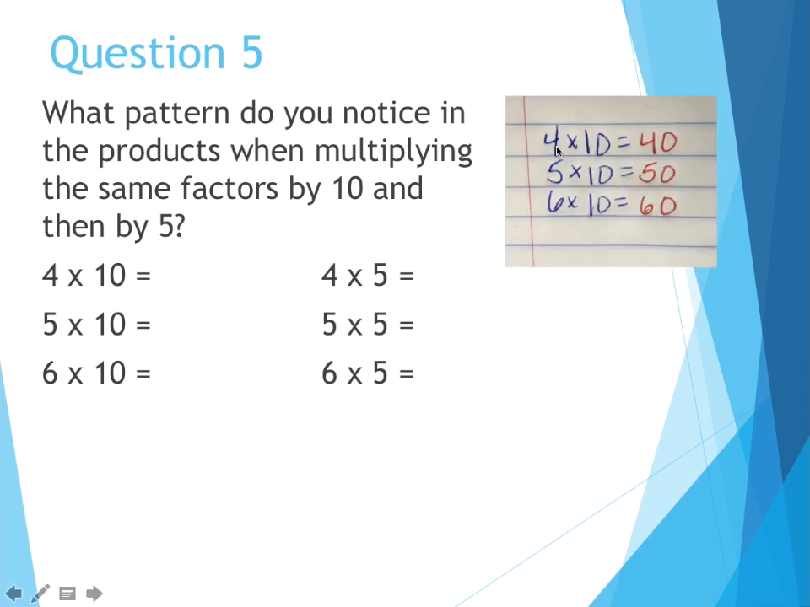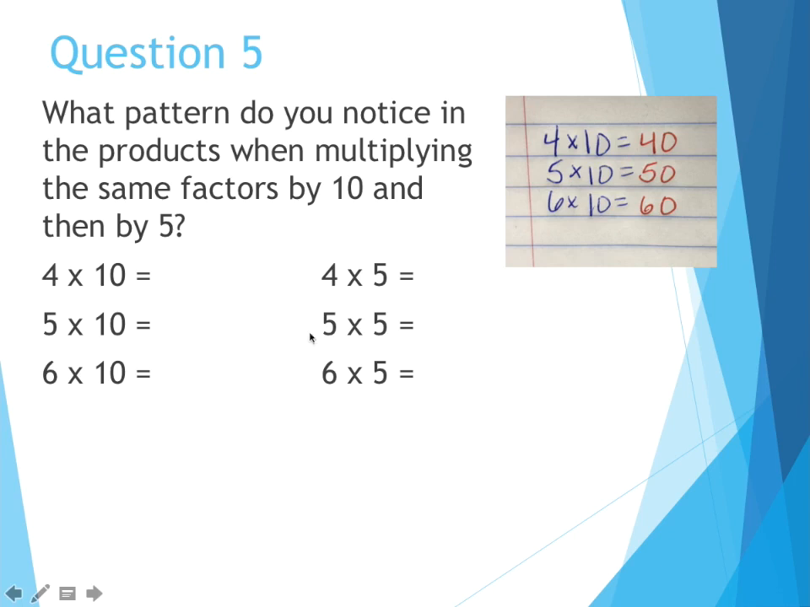So as you can see, 4 times 10 equals 40, 5 times 10 equals 50, and 6 times 10 equals 60. So it's going up by 10 each time because it's another group of 10 that we're adding on. If the pattern continued, it would be 7 times 10, which would give me 70, just another 10.